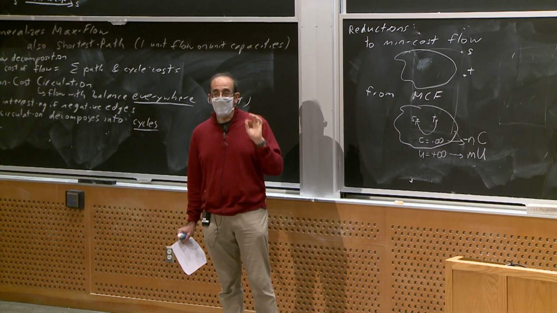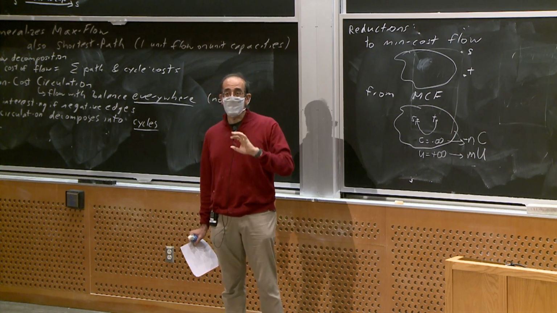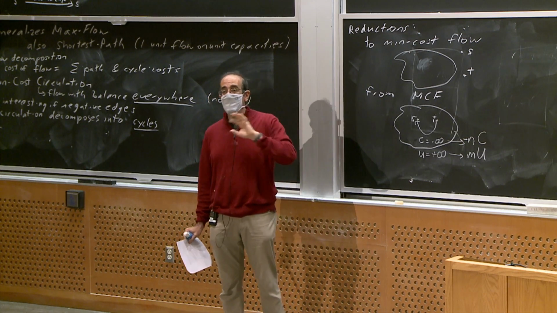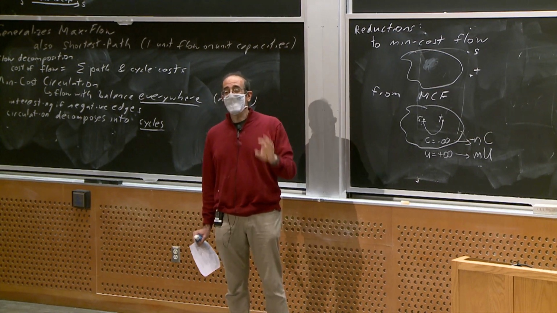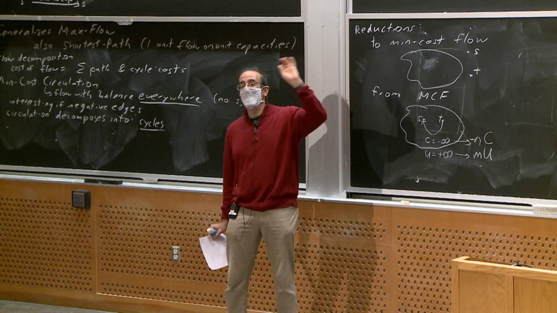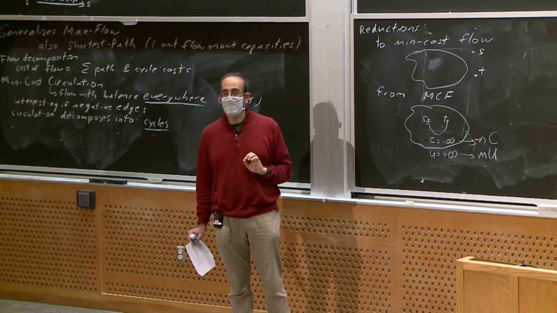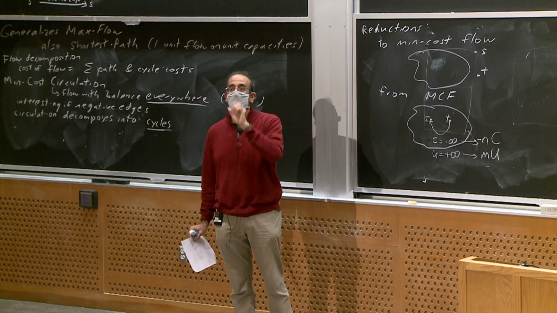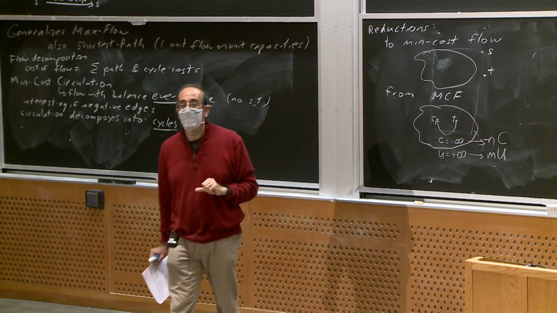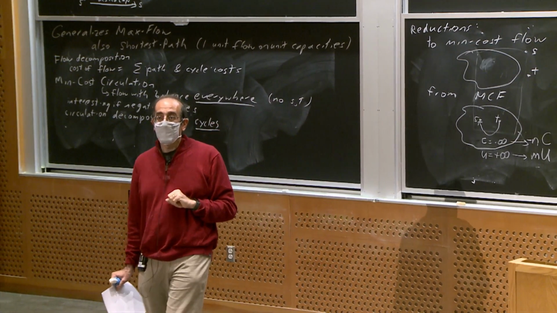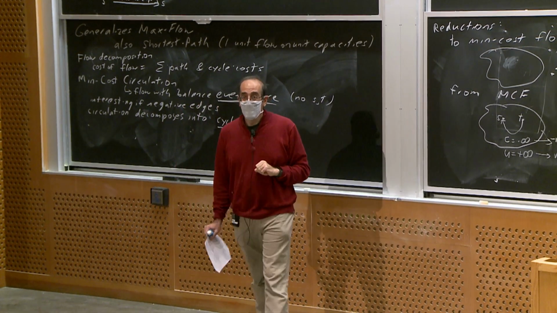It will not leave any capacity from S to T, because if there's any capacity from S to T, then there's a path from S to T, and I can make money by circulating from S to T and then back to S. Yes? Circulation during some other cycle.